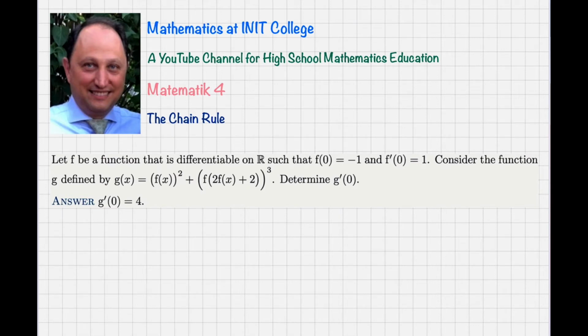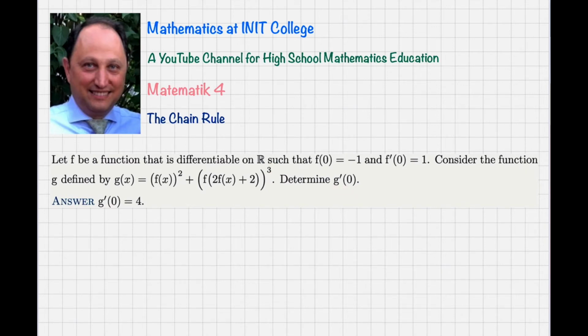The Chain Rule. Hi, this is Babak. In this video I'm going to solve the following problem for you. Let f be a function that is differentiable on R, such that f of 0 is equal to minus 1, f prime of 0 is equal to 1. Consider the function g defined by g of x equals f of x squared plus f of 2 times f of x plus 2 cubed. Determine g prime of 0.